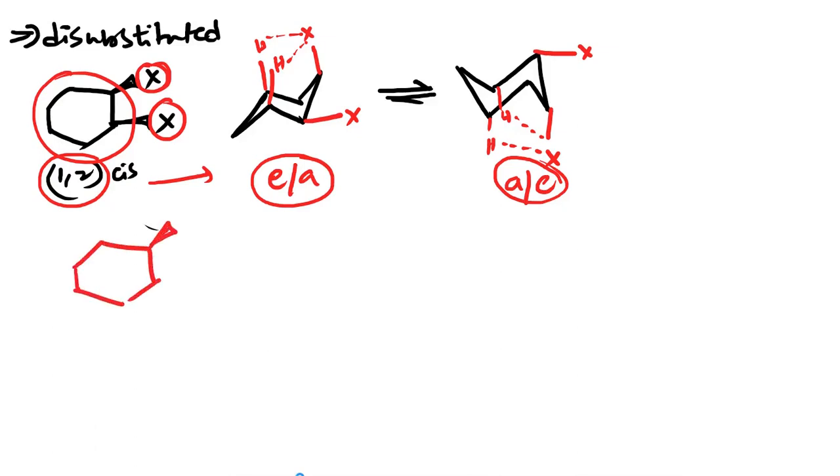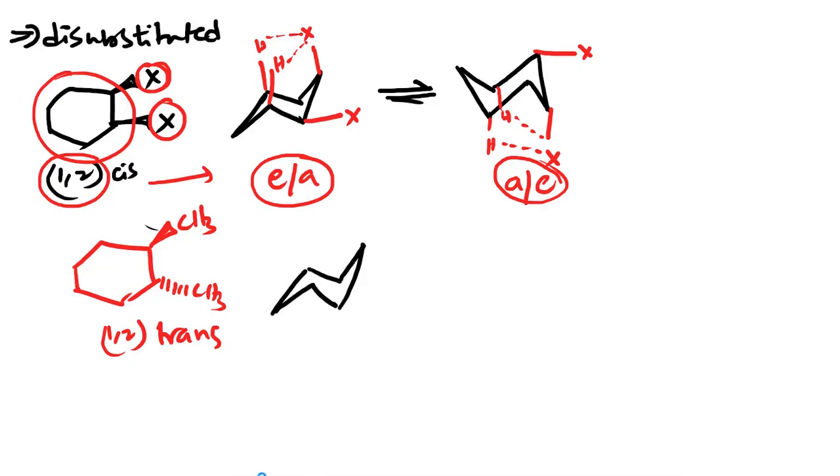So one is above the plane, one is below the plane of the cyclohexane. So we can call it 1, 2 trans, right? So for this, just draw the two possible isomers of chair conformations here. Just take X as CH3. Here is the CH3.